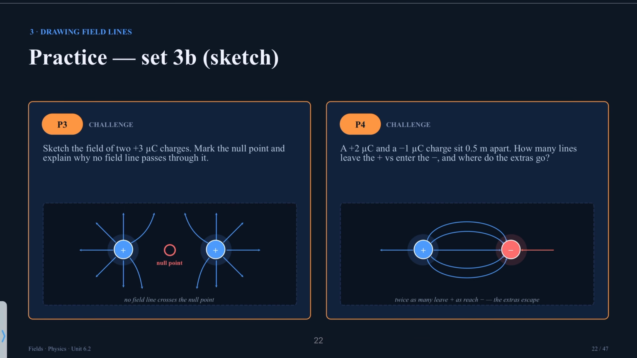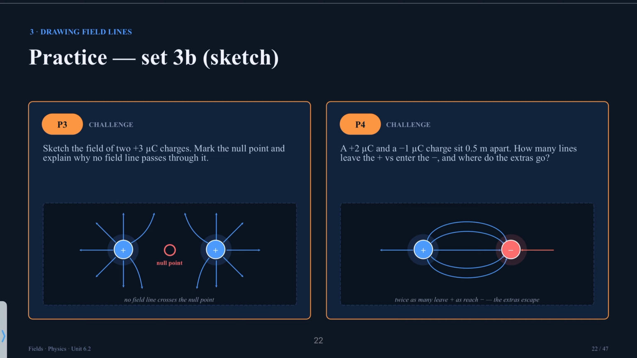Okay. So now let's look at a bit harder problems. We need to sketch the field of 2 3 microcoulomb charges, and mark the null point and explain why no field line passes through it.